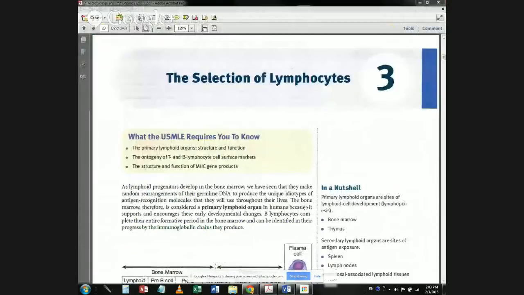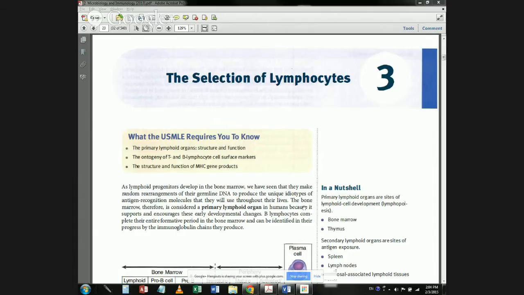Gotcha. So how exactly do the B and T lymphocyte cell surface markers develop? That's good to know. And finally, they want us to know the structure and function of MHC gene products. Okay then, begin from there now.